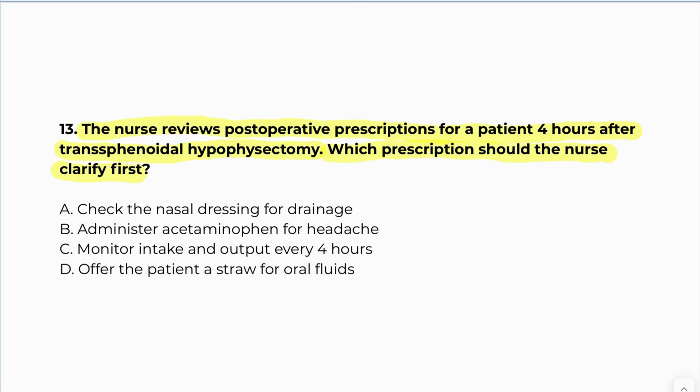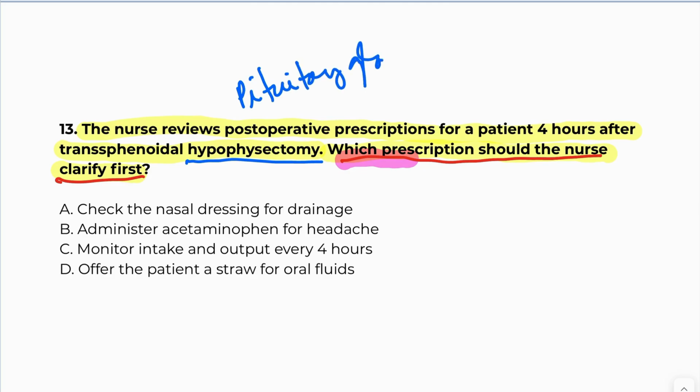So this is where it's very important to understand the procedure. First, let's look at the question. It says, which prescription should we clarify first? In other words, which order do you want to question, especially with a transsphenoidal hypophysectomy? So the word hypophysectomy, what do you think that surgery is? Hypophysis is the pituitary. So it's the pituitary gland.